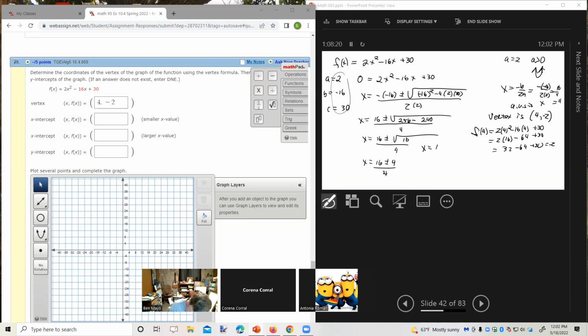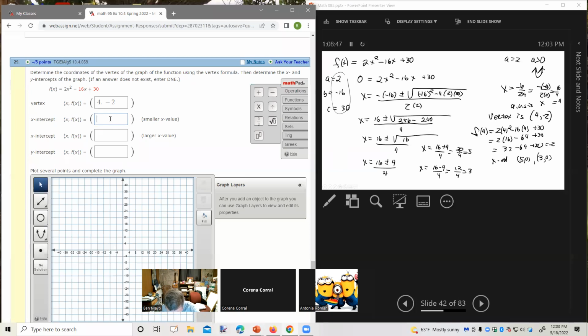So we've got x equals 16 plus 4 over 4, which is 20 over 4, which is 5. X equals 16 minus 4 over 4, which is 12 over 4, which is 3. So your x-intercepts are 5, 0 and 3, 0. Okay. But I want to put the smaller one first. So I'm going to put 3, 0, and 5, 0. Okay.